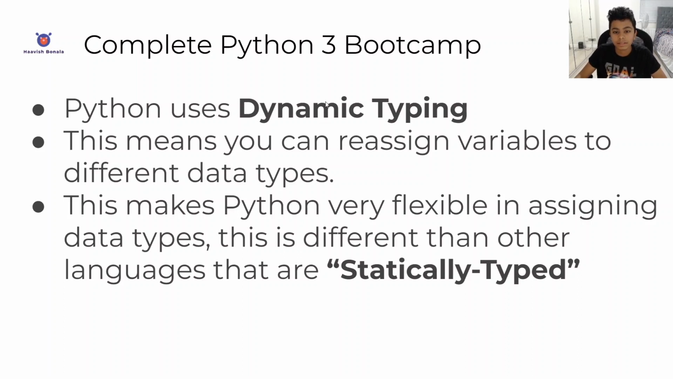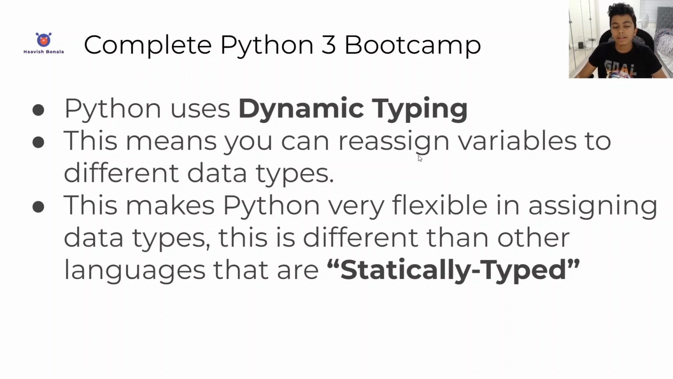So Python uses dynamic typing, which means that you can reassign your variable, which was an int, to a string, and then you can change that into a dictionary. This makes it very flexible, and it's way different than statically typed programming languages, for example Java and C and C++. For them you have to say that this variable is going to be an integer and then declare its value.